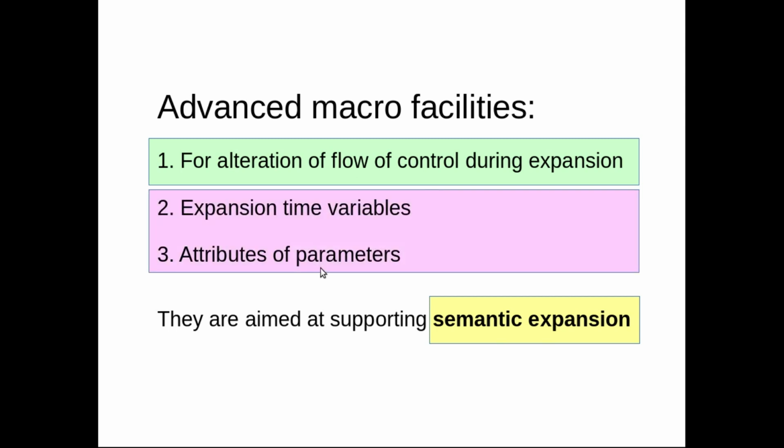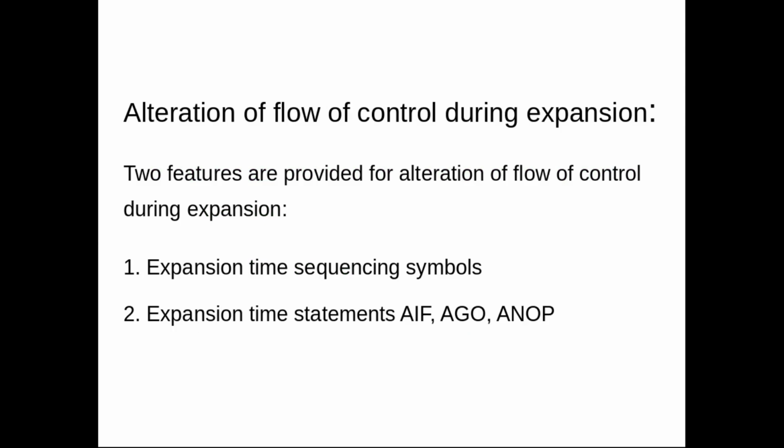For altering the flow of control at the time of expansion, there are two features that allow us to alter the flow. The first is sequencing symbols, and the second is expansion time statements like AIF, AGO, and ANOP.